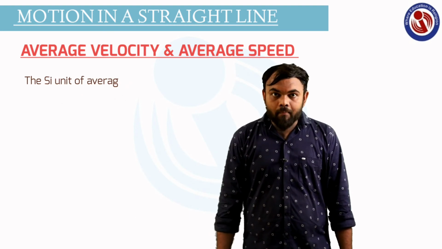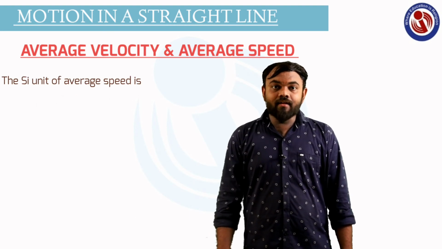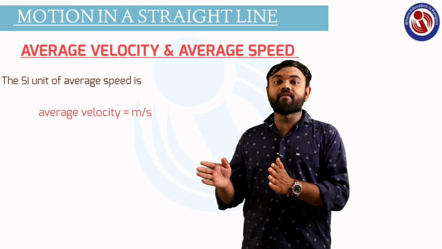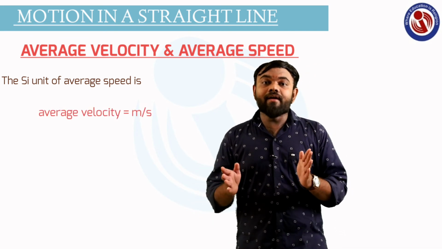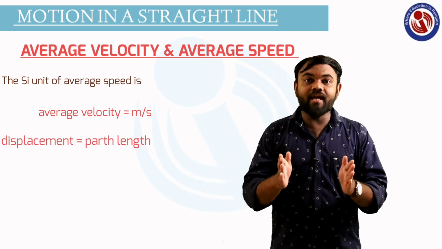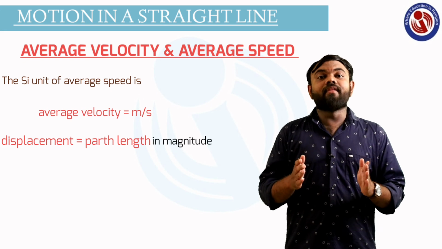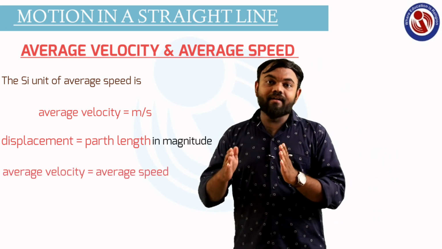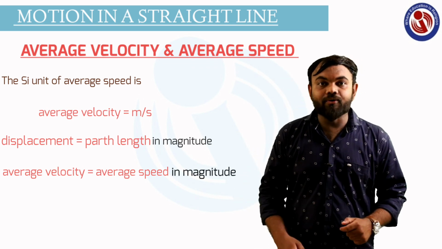The SI unit of average speed is the same as average velocity, meter per second. If displacement and path length are the same in magnitude, then average velocity and average speed are the same in magnitude.